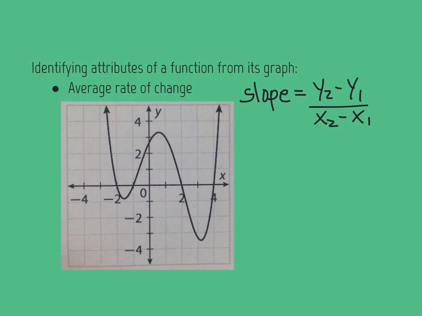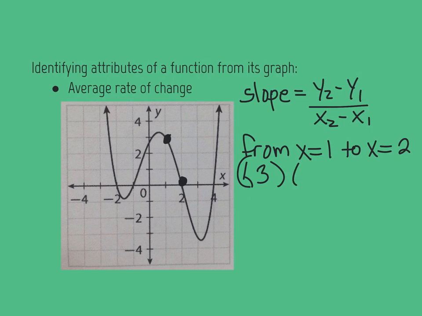So let's say I wanted to find the average rate of change from x equals 1 to x equals 2. So from the point right here to the point right here. Now it looks almost linear between those 2 points, but it's not. It's curved, but we can still just get those 2 ordered pairs. So we'll use the point at 1, 3, and the other point at 2, 0, and we'll plug them into the slope formula.